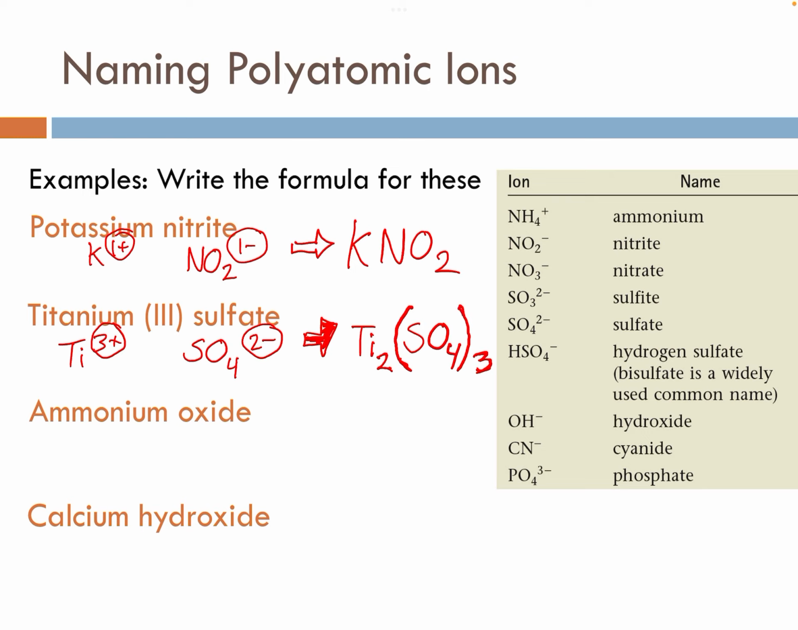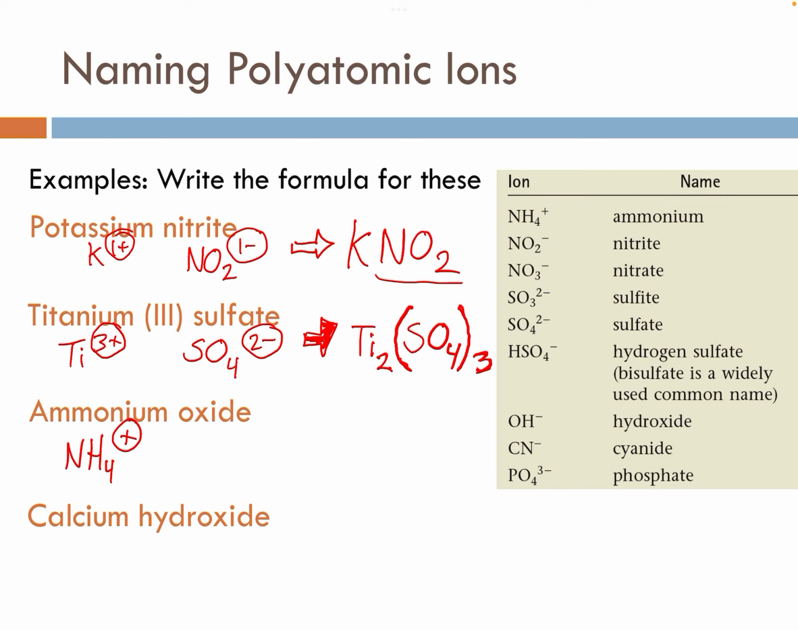I don't have to do that around somebody like nitrate, right? I don't have to put brackets around nitrate here because there's only one of them. You only need those brackets when you have multiple of those polyatomic ions. All right, here's another one where we'll see those brackets coming back. So ammonium is NH4. It has a +1 charge.